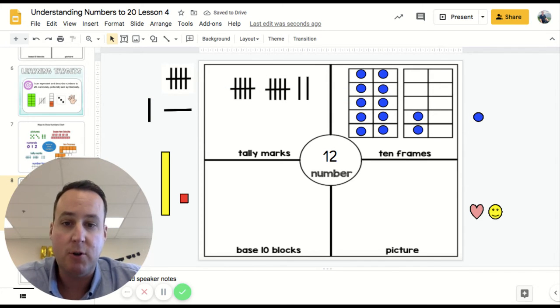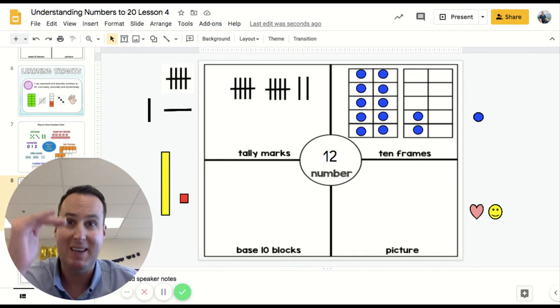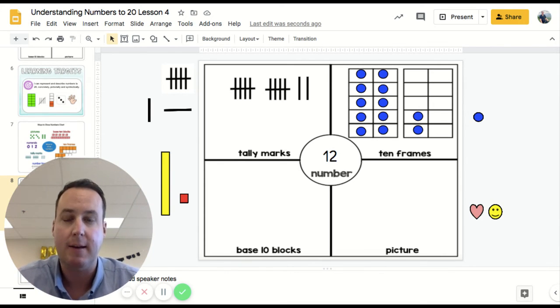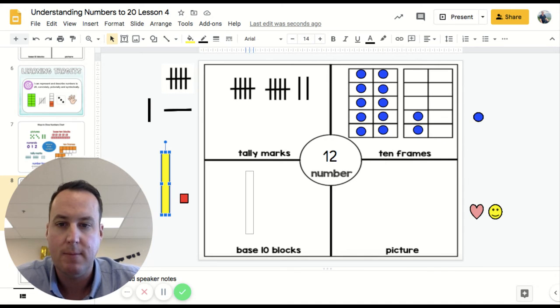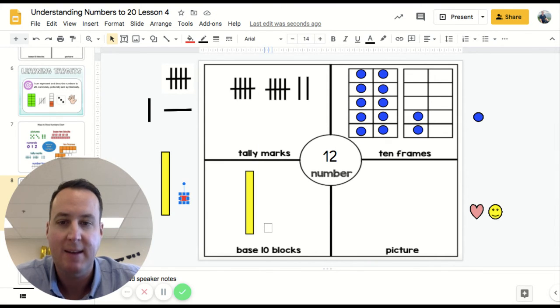Another way I can represent or show the number 12 is by using base 10 blocks. Remember, we call these our rods and units. Now remember, a rod, that's the yellow one, that is worth 10. Inside of that rod are 10 units. So one of those rods is equal to 10. 1 unit is equal to 1. So I know the number 12 is made up of one group of 10 and 2 ones. So I could say that as 1 rod and 2 units. So I'm going to grab 1 rod, which is 10, and now I'm going to grab 2 units. I'm going to count on from 10. 10 goes in my head, 11, 12.